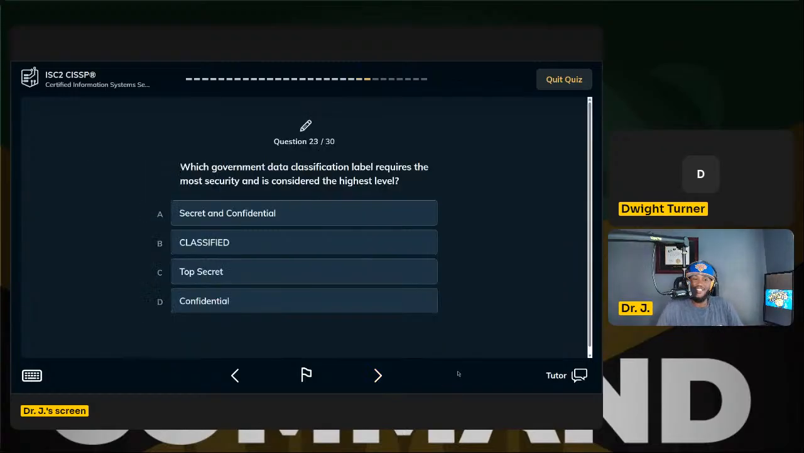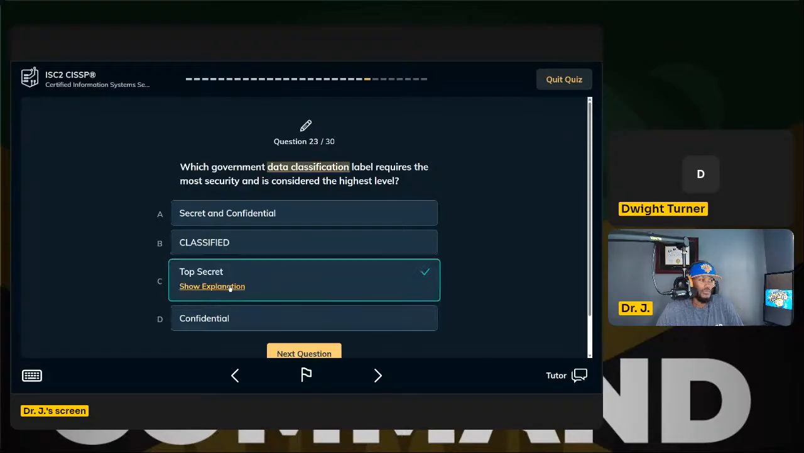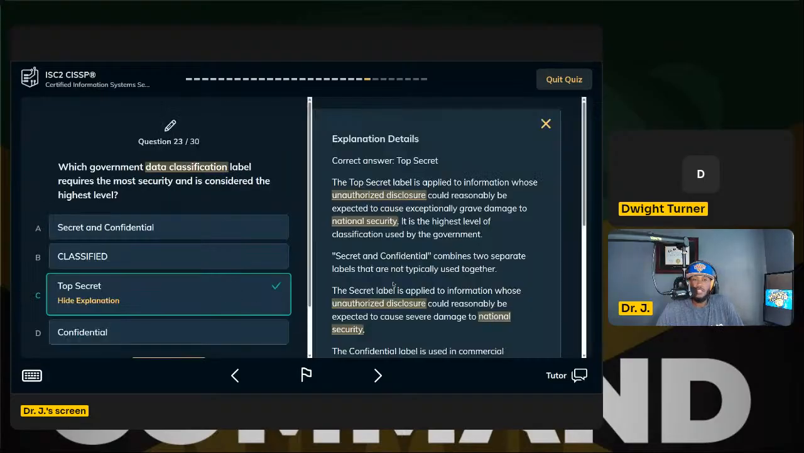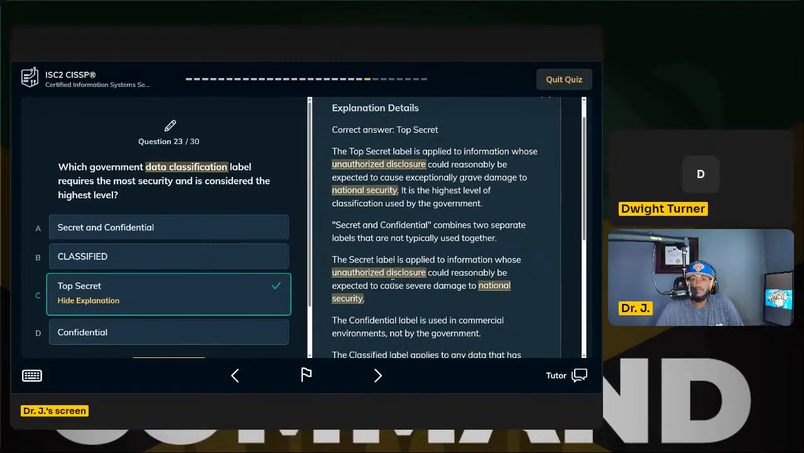All right, which government data classification label requires the most security and is considered the highest level? That's top secret. Top secret applies to information whose unauthorized disclosure could reasonably be expected to cause exceptionally grave damage to national security. It's the highest level of classification used by the government.